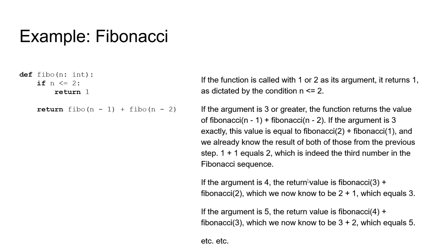If the argument is 4, then the return value is Fibonacci 3 plus Fibonacci 2, which is again, as we saw previously, 2 plus 1, which is 3. And then the same for argument 5, and so on and so on. So it works, and we can prove that it works, because it works for arguments 1 and 2, and because all the other values are calculated based on those values. Am I making any sense here?